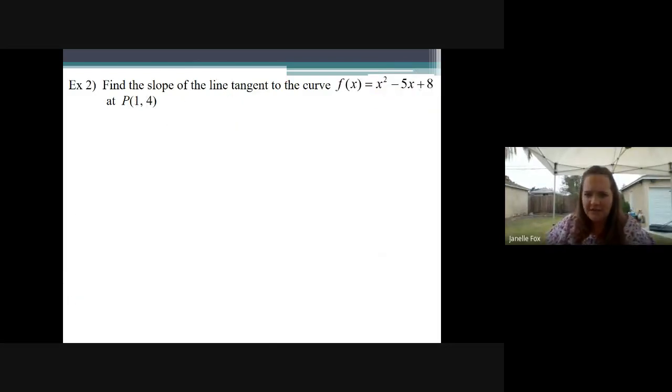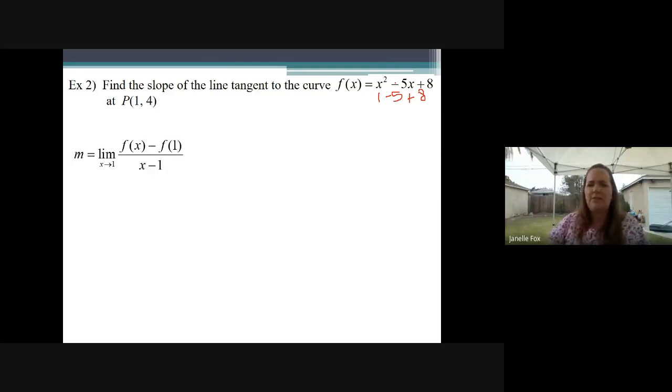This one says find the slope of the line tangent to the curve. And here's a new curve that we have. It says f of x is x squared minus 5x plus 8. And then the coordinate is going to be at (1, 4). Is (1, 4) really on this parabola? Well, let's just do it really fast in our heads. 1 squared would be 1 minus 5 times 1 is 5. And then we would add 8. And does that in fact give us 4? Yes, it does. So this coordinate is totally on the picture of this parabola.